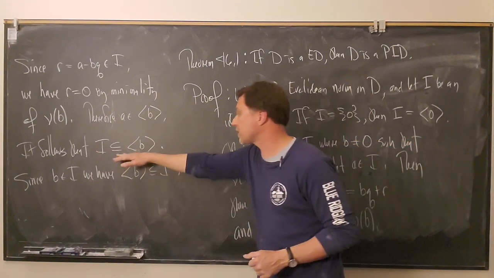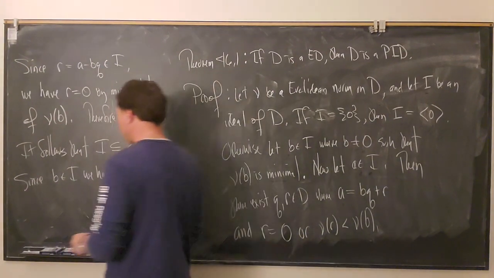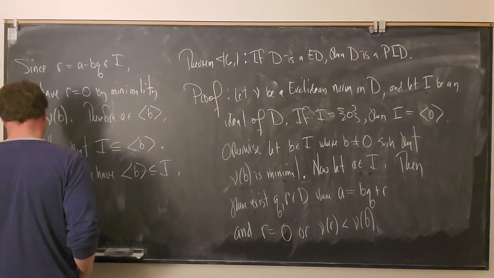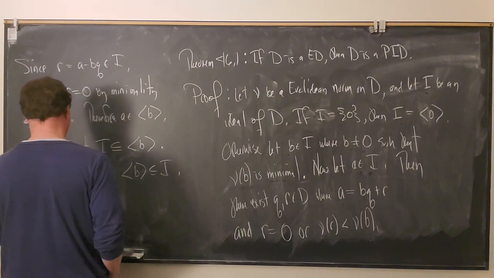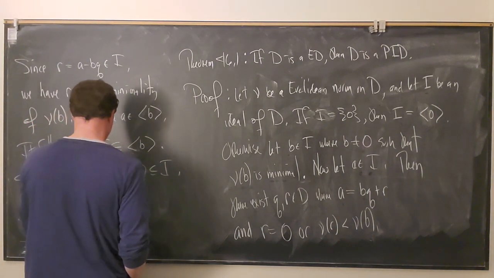I needed to get reverse containment also. So therefore, capital I equals the ideal generated by b.